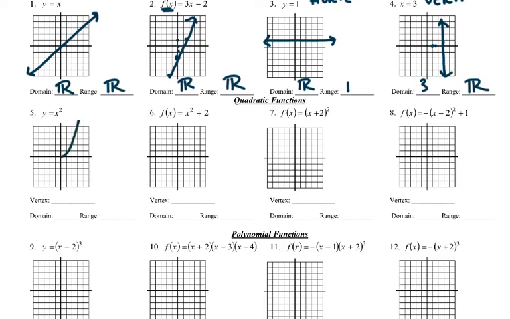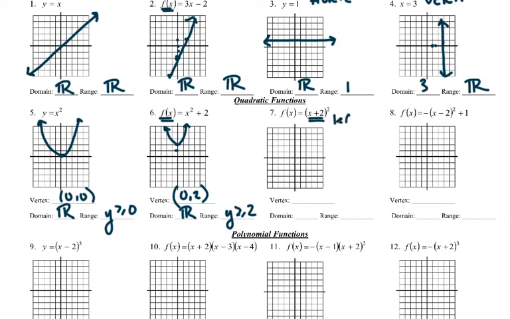Quadratic functions, we know the parent graph is just this U with a vertex at 0, 0. We know the domain is all real numbers, but now the range, all the y values, are greater than or equal to 0. Notice I changed it to function notation, and this is when we learned our shifting patterns. This one goes up 2, so vertex is 0, 2. Domain is still all real numbers, but now the range is greater than or equal to 2.